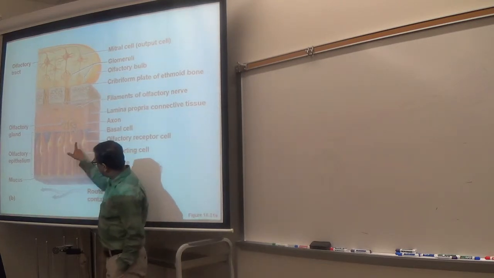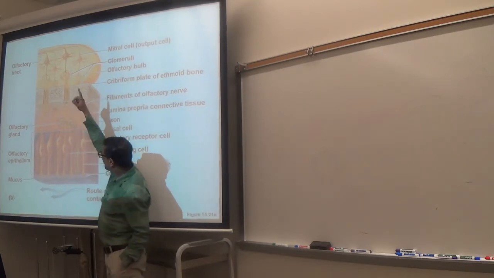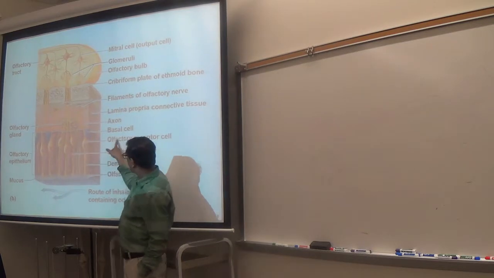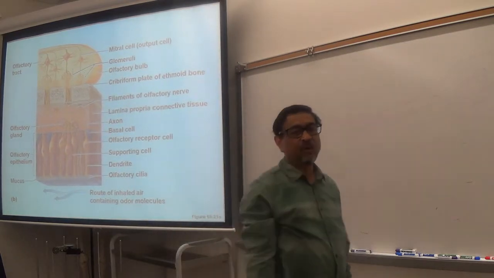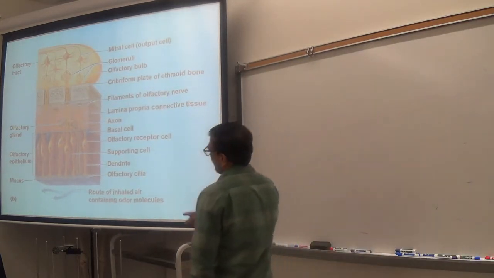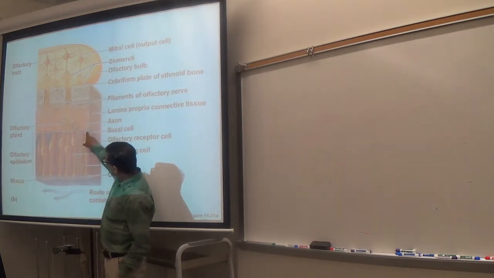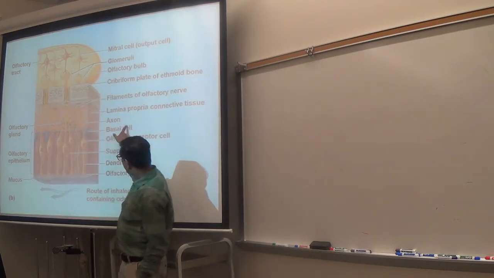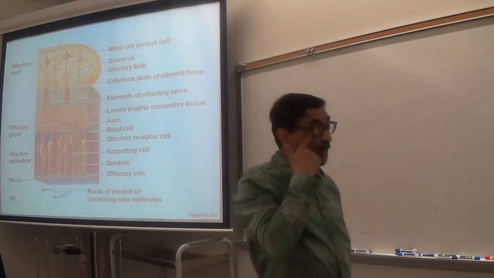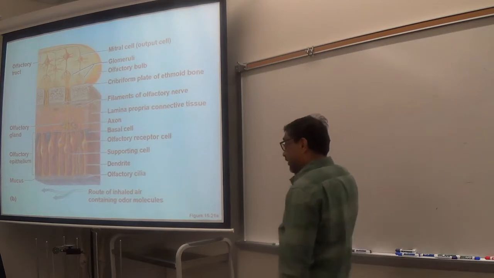These yellow cells are neuron-like cells. You see the dendrite, axon, cell body. So these are called the olfactory receptor cells, neuron-like cells. And these cells are called the supporting cells. And these cells, shown by blue color here, are basal cells. So if I ask you what are the three types of cells in the nasal epithelium, those are the cells: olfactory receptor cells, supporting cells, and basal cells.